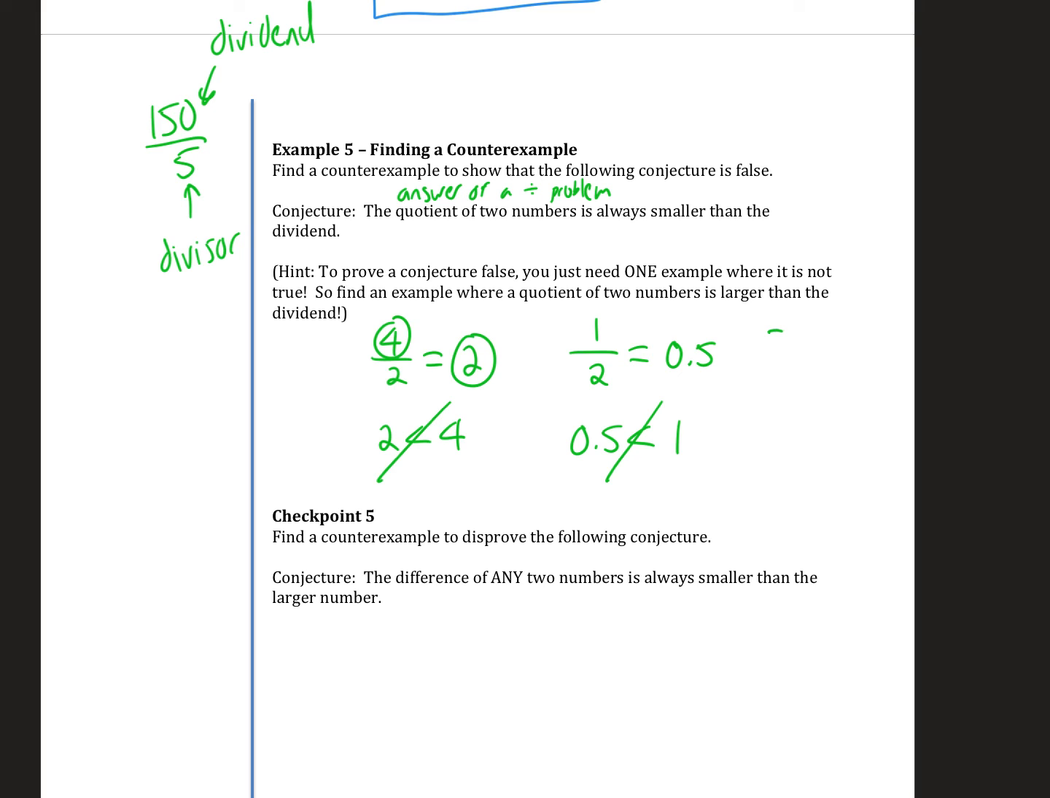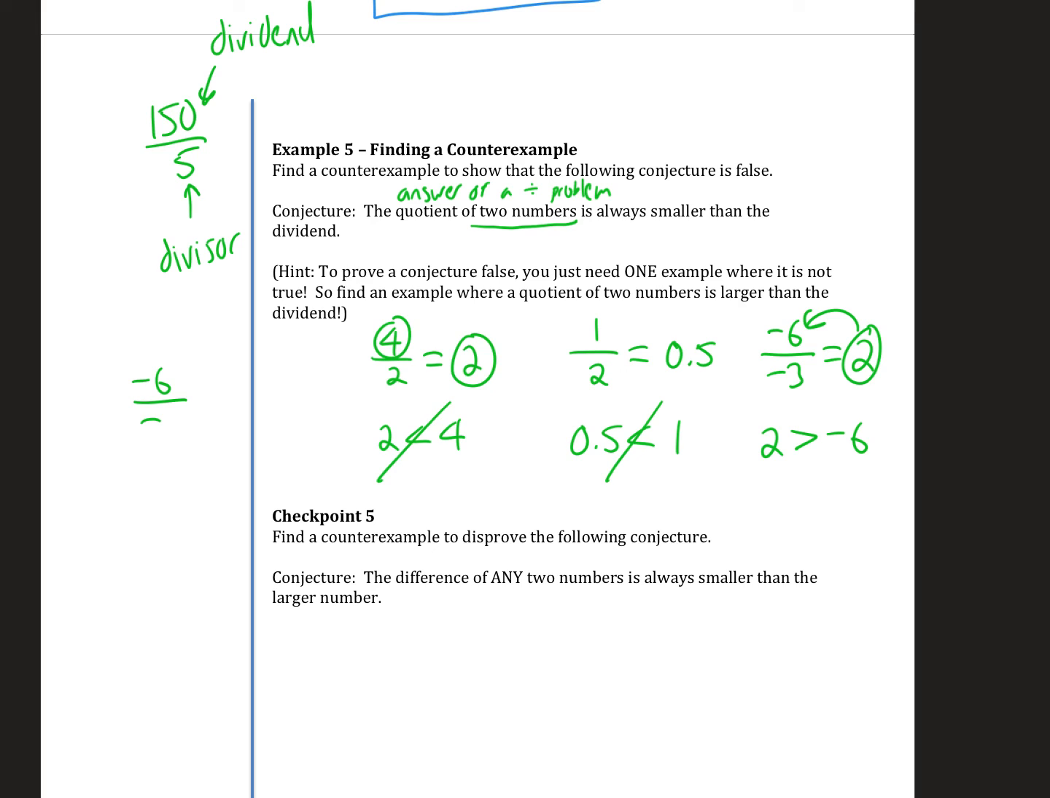Well, let's try, what if we do -6 divided by -3? What's -6 divided by -3? Well, that's 2. Is 2 greater than -6? It is. So this would be the counterexample. It says any two numbers, the quotient of two numbers. It doesn't say what kind of numbers. Any two numbers is always smaller. This should always be smaller than this. Is that the case right here, or is 2 bigger than -6? So a counterexample will be -6 divided by -3.